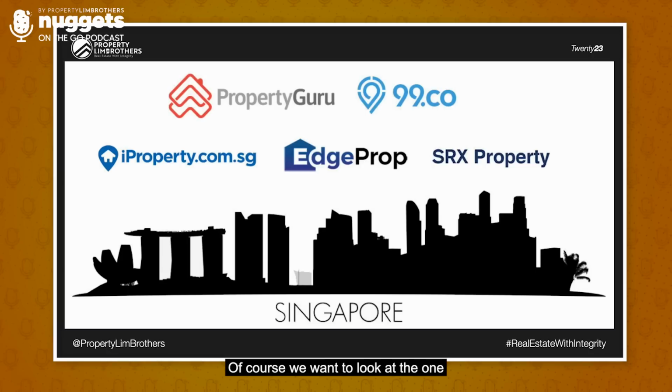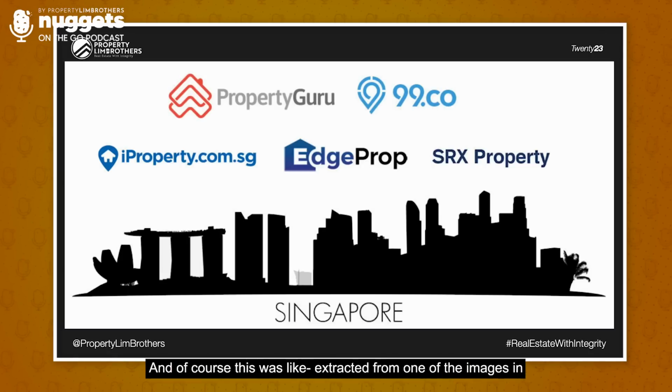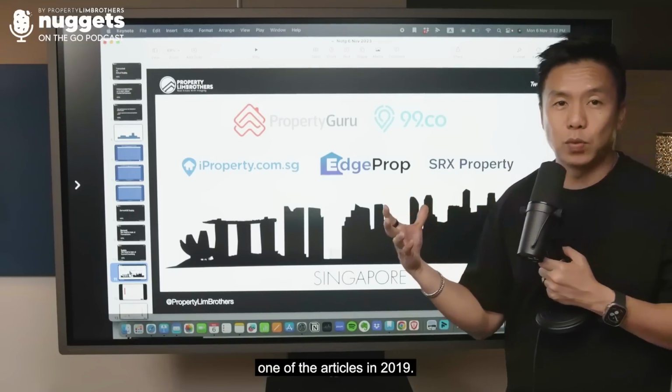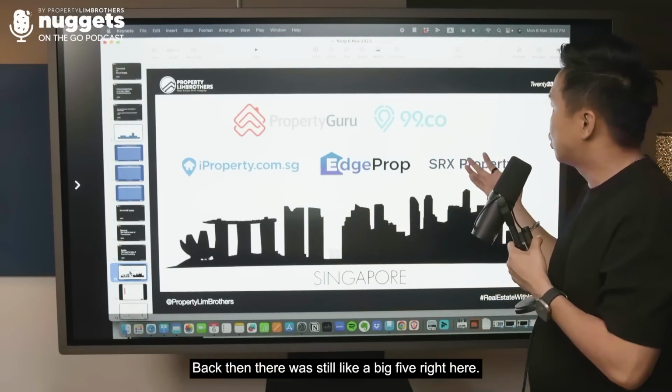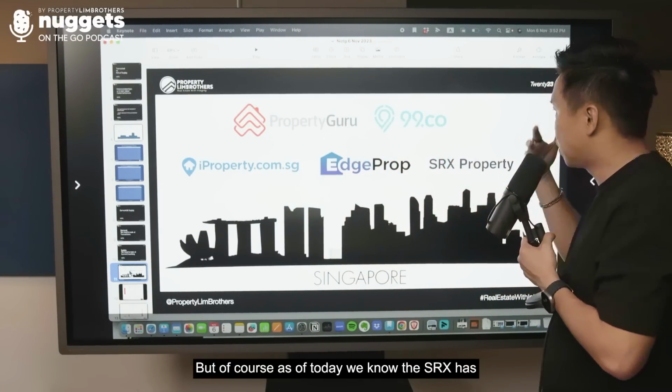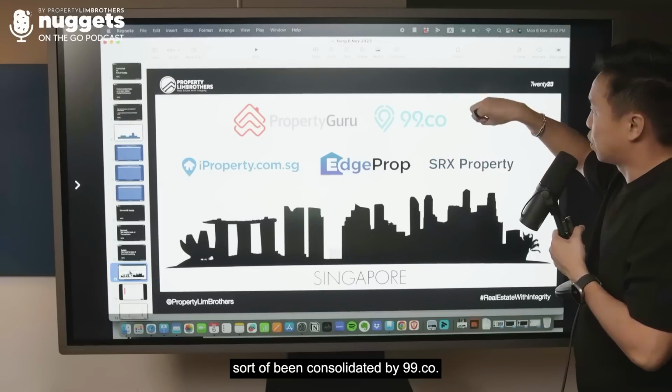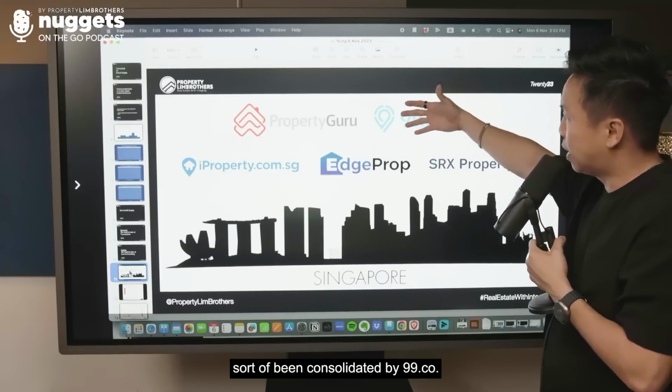Of course, we want to look at one of the most popular portals here. And this was extracted from one of the images in one of the articles in 2019. Back then, there was still a big 5 right here. But as of today, we know that SRX has been consolidated by 99.